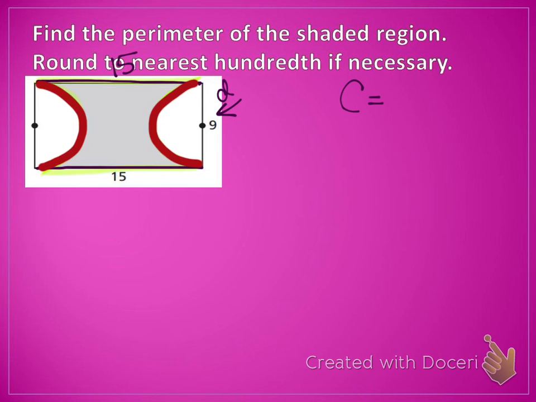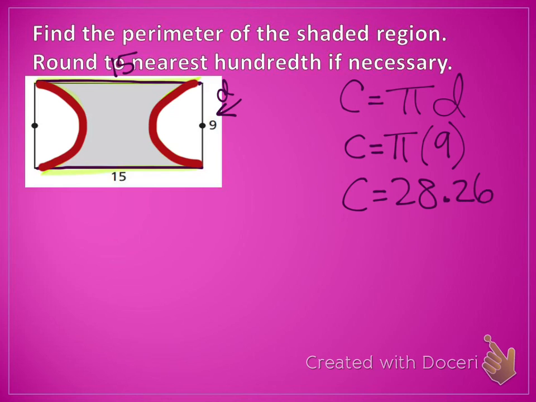What is the formula for the circumference? C equals pi times d, which is 9, correct. So pi times 9 is? 28.26. Correct. So that represents the circumference of the circle. Both portions of it, because if you combine them, they make one whole circle. So what am I going to do with that 28.26? I'm going to add, right?